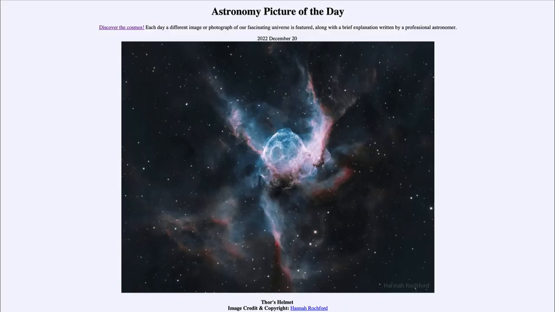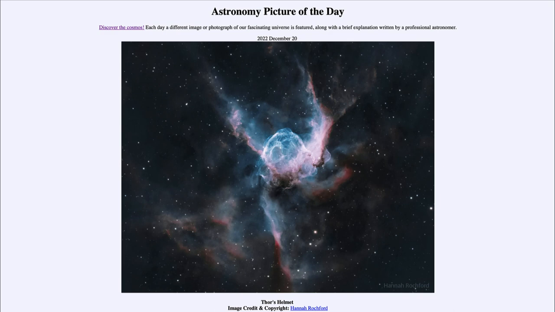One of the things that I like to do in each of my introductory astronomy classes is to begin the class with the astronomy picture of the day, from the NASA website, apod.nasa.gov/apod. And today's picture for December 20th of 2022, well, it is titled Thor's Helmet.